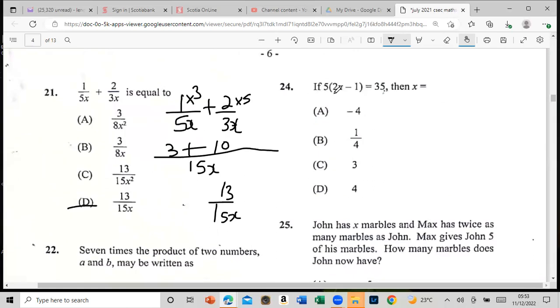If 5 bracket 2x minus 1 is equal to 35, then x is equal to, so how do we do this? Substitute. We could substitute these figures if they give them. We can do it, but if we remove the bracket, 5 times 2, that's 10x. 5 times negative 1, that's negative 5.